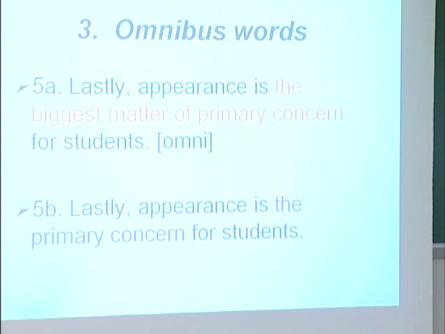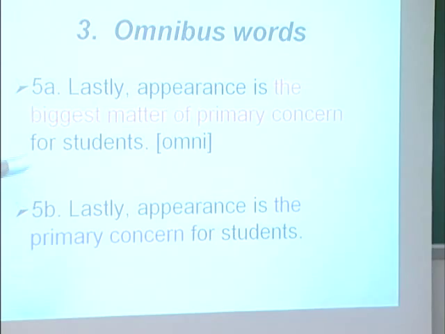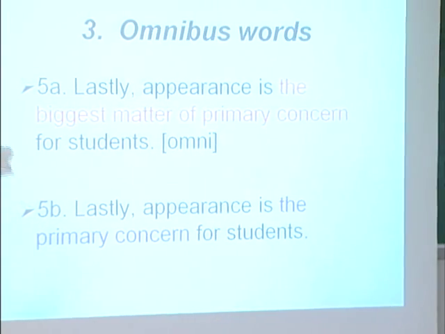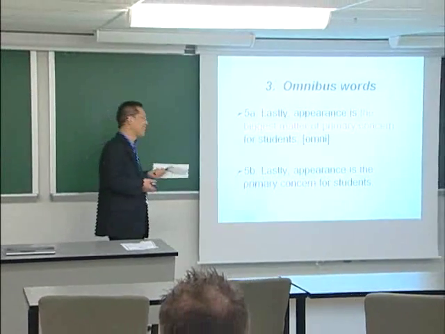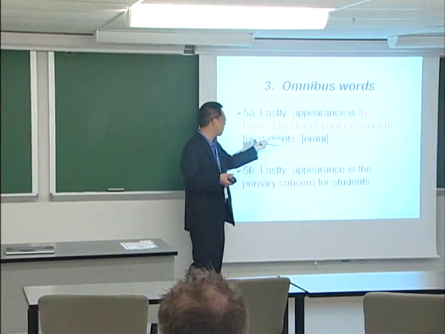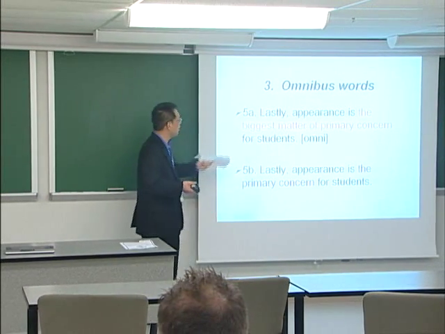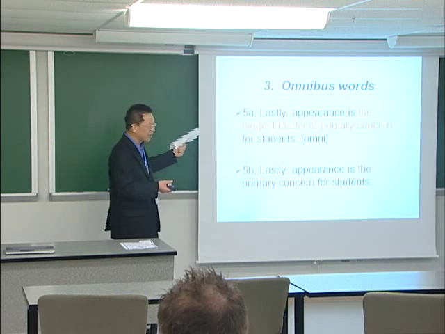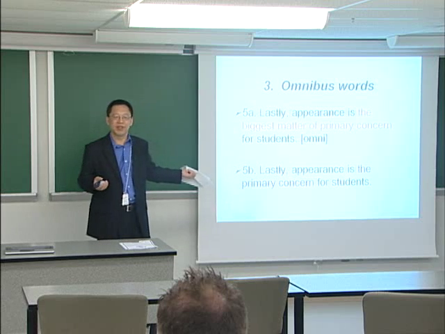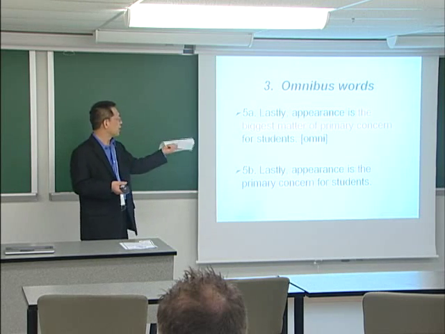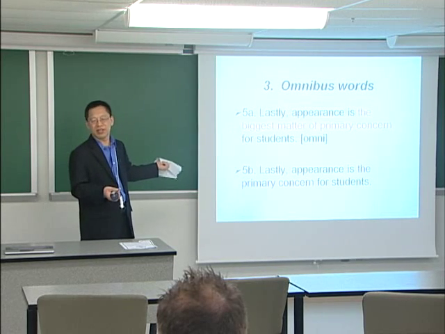Omnibus words. Omnibus words are words that have several meanings. For example, lastly, appearance is the biggest matter of primary concern for students. Matter and concern, same thing, right? And actually, you can take it off. Okay, appearance is a primary concern for students. Enough. Okay, the words biggest matter don't add any meaning to the sentence.